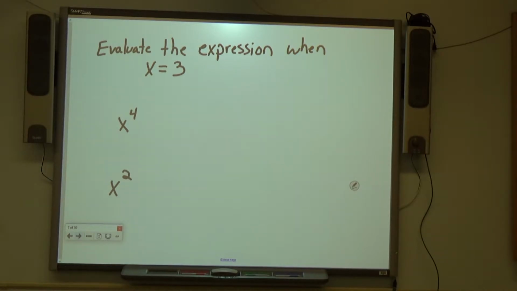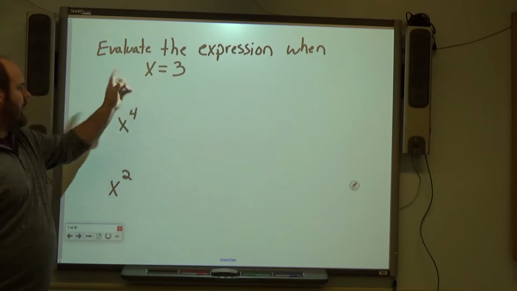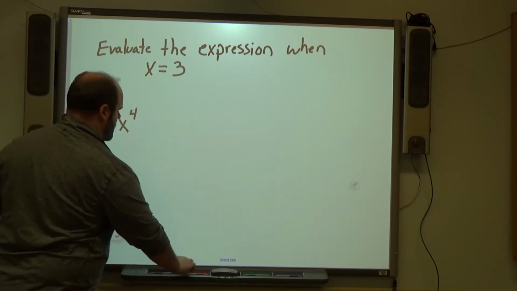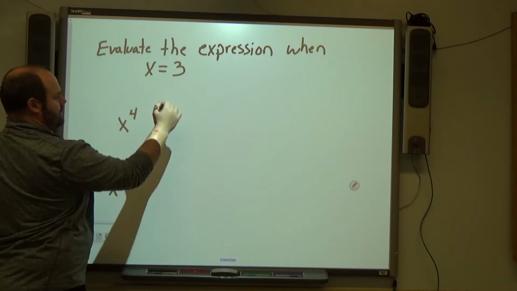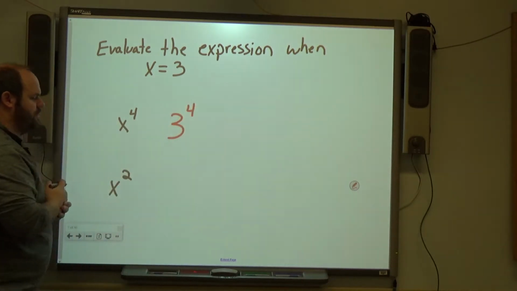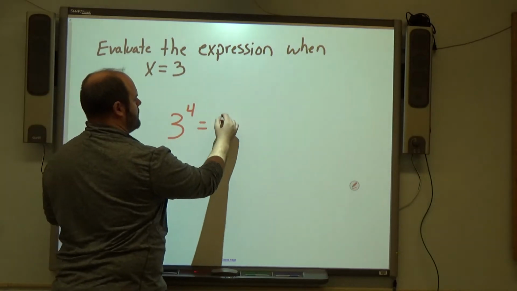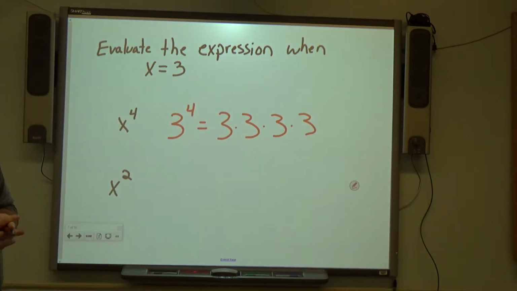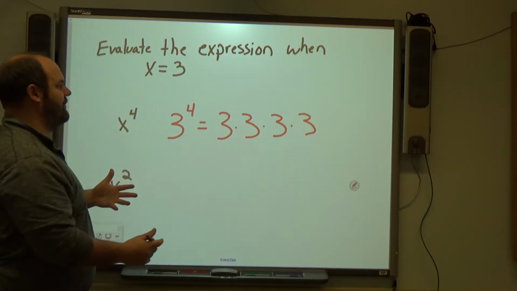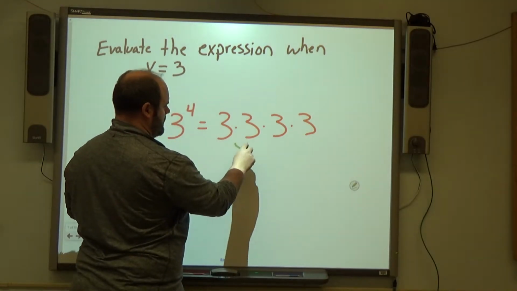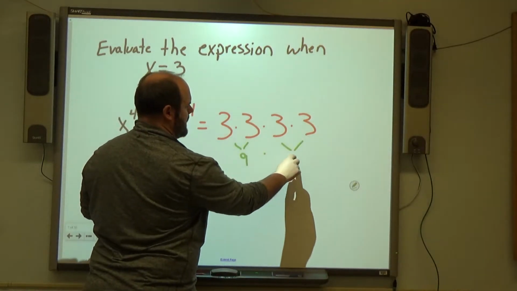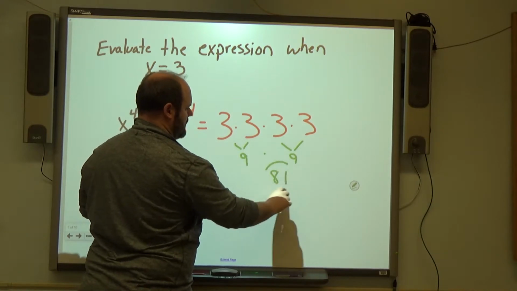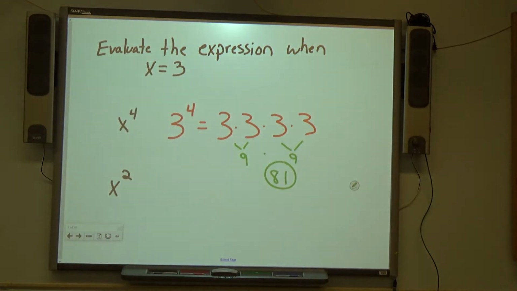So now we're back to the word evaluate. Evaluate the expression when x equals 3. Okay? Remember in the first section when we had evaluate, we took 3 and we plugged it into the variable. So here we have x to the 4th. Well, x is 3, so I'm going to go 3 to the 4th. And if I expand that out, that is 3 times itself 4 times, and it does want me to evaluate, so I need an answer. If I simplify this, that equals 9, and that equals 9. 9 times 9 is 81. So there I have evaluated the expression.